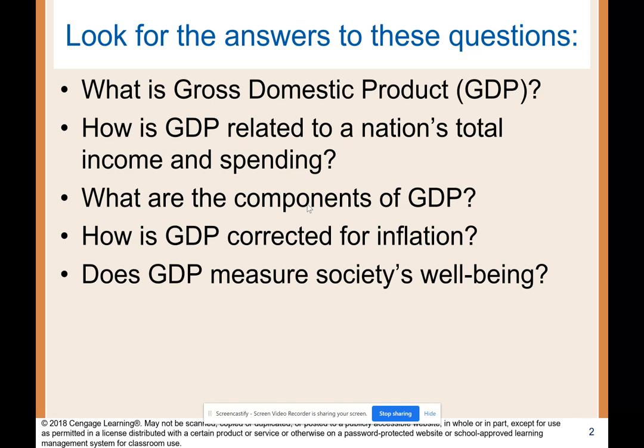And the questions we seek answers to include: what is gross domestic product or GDP? How is GDP related to a nation's total income and spending? What are the components of GDP? How is GDP corrected for inflation? Does GDP measure society's well being?